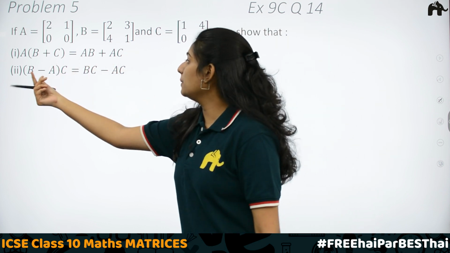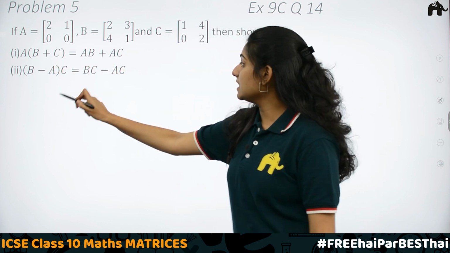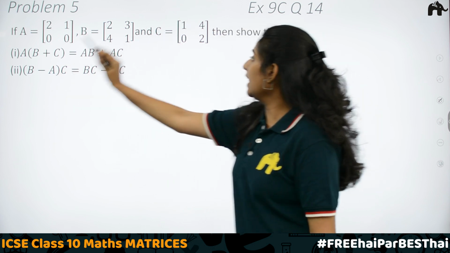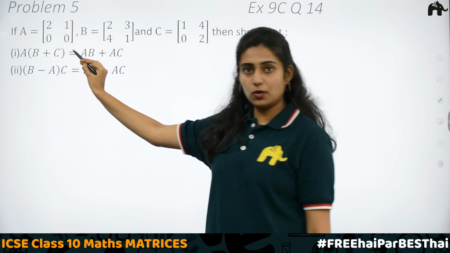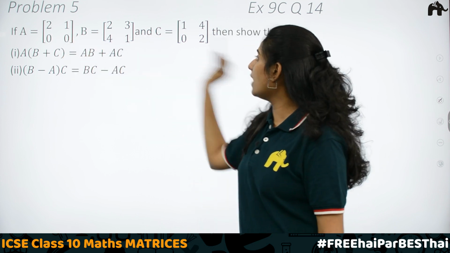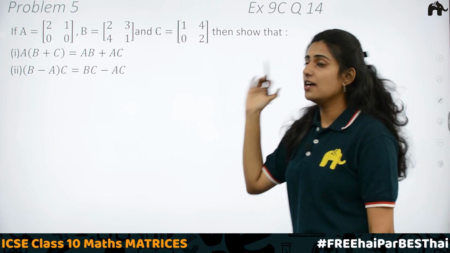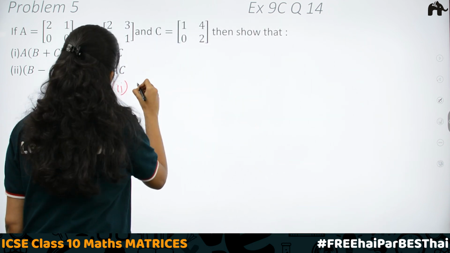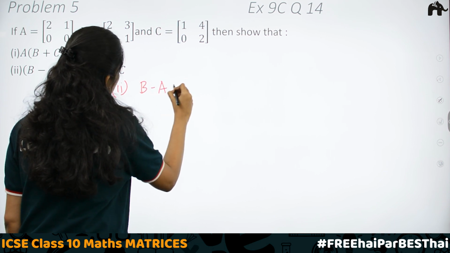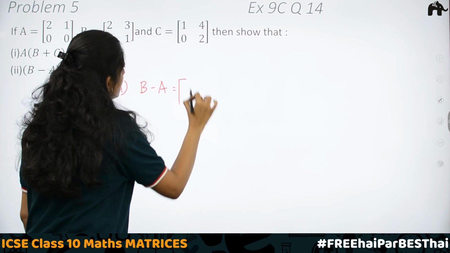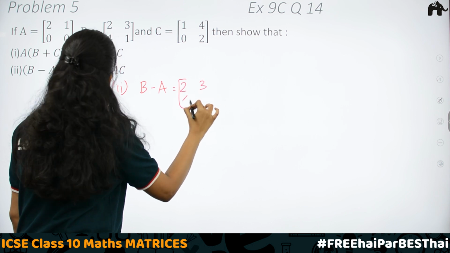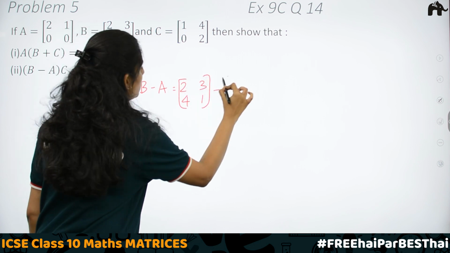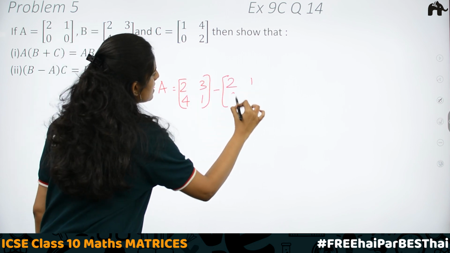First, we will find what B minus A into C is and check if BC minus AC is equal to this. Okay, here A is 2, 1, 0, 0, B is 2, 3, 4, 1 and C is 1, 4, 0, 2. First, let us find B minus A. What is B minus A? Matrix B is 2, 3, 4, 1. What about A? Here we have A equal to 2, 1, 0, 0.